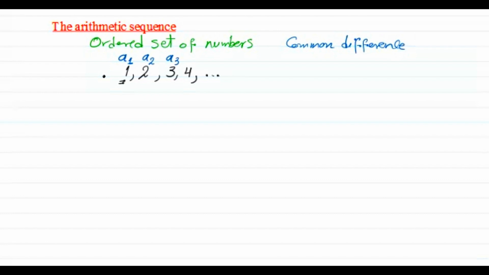What is the common difference? I say common difference between each two consecutive terms. Each two consecutive, that means 1 and the next one. If we subtract 2 minus 1, it equals 1. This is the common difference, and we name it D. D is equal to 1. D is the common difference.